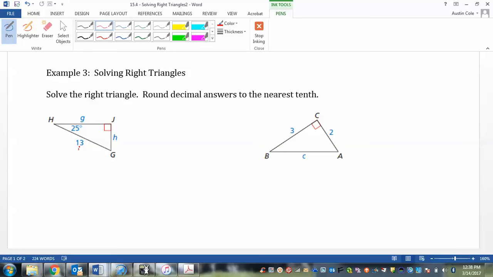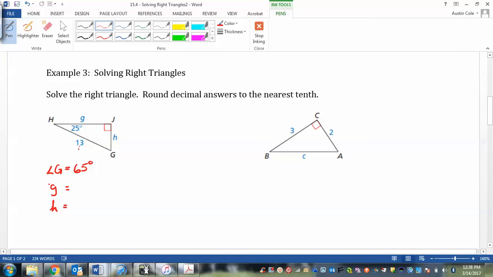65. How'd you do that, Logan? I took 90 plus 25 and got 115, and then I subtracted that from 180 to get 65. There's 180 degrees in a triangle, right, guys? So angle G is going to be 65 degrees. Our ultimate goal is to find angle G, to find side G, and to find side H.